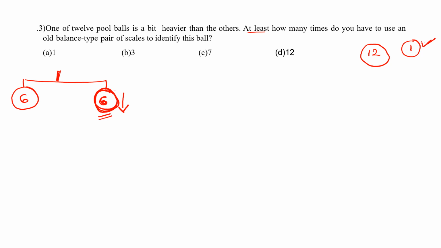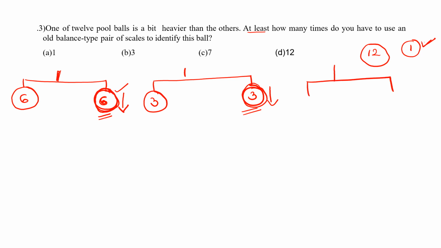Now take these 6 balls alone and weigh again. That is, out of the 6 balls, keep 3 balls here and 3 balls here. Now on the side where the heavier ball is lying, that side will weigh more. If this side weighs more, that means these 3 balls contain the heavier ball. Now take these 3 balls only and weigh again.